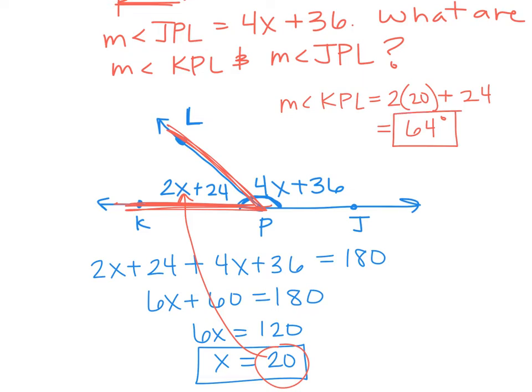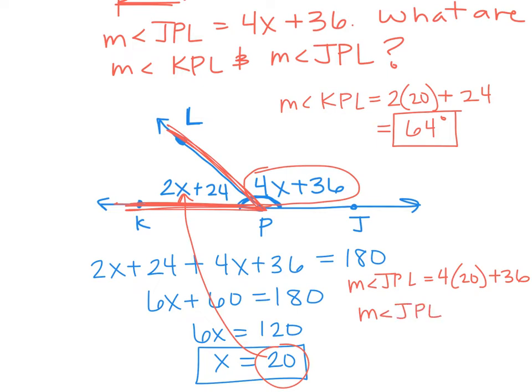Okay, but they also want JPL. So JPL is this 4x plus 36. So the measure of angle JPL is going to be 4 times 20 plus 36. 4 times 20 is 80 plus 36, 116. So the measure of angle JPL is 116. How do you know you did it right?